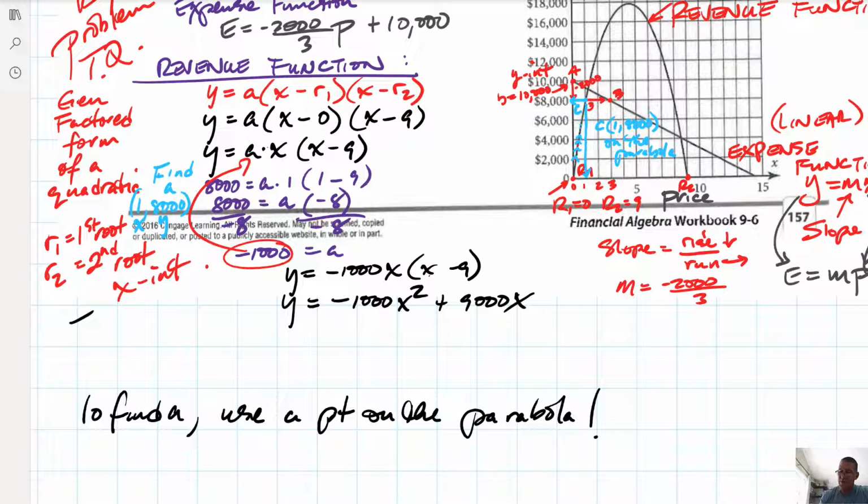This is the revenue function. Now let's switch variables here. On the y-axis is the revenue axis, so R. On the x-axis is the price axis, so we're going to switch to P. And my friends, we just found the revenue function. Okay, this is the revenue function.